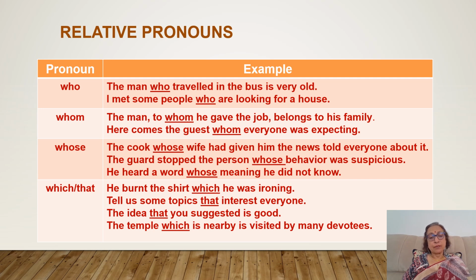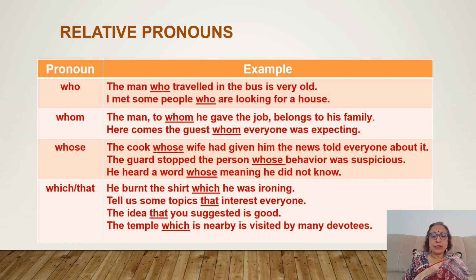No difference. Tell us some topics that interest everyone. Now tell us some topics. These topics interest everyone. Now in the first sentence, it is object. In the second sentence, it is subject. We are replacing the subject, but we are putting that or which. Tell us some topics which interest everyone or that interest everyone.